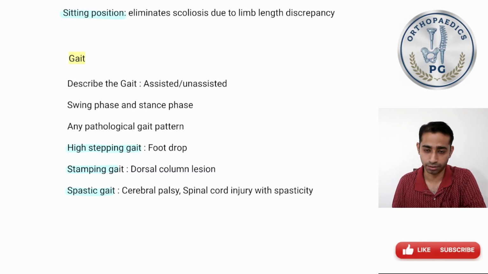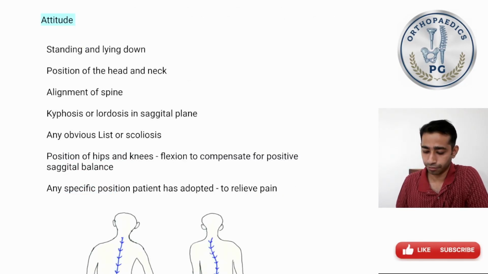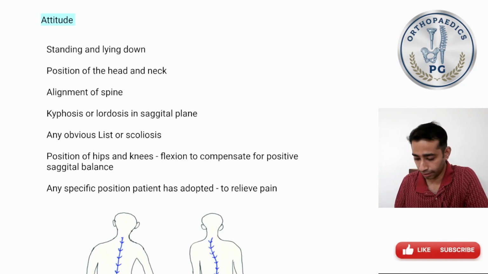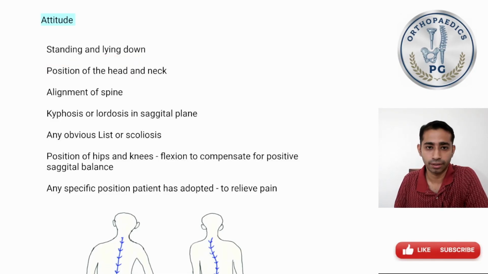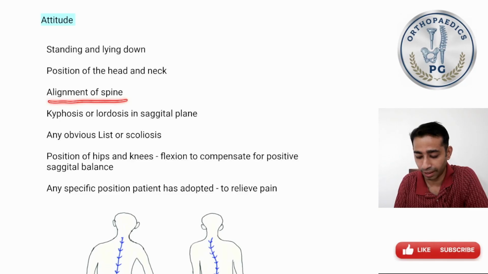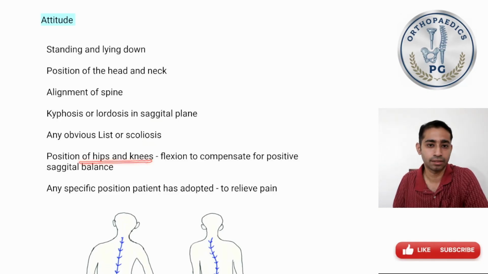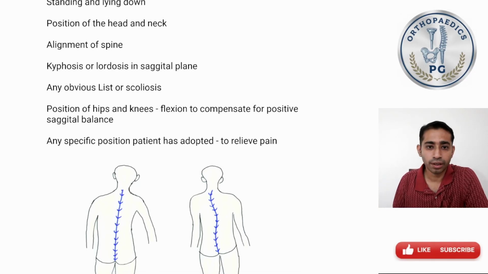Following the gait, we have to describe the attitude of the patient. If the patient is able to stand, we describe the attitude in both standing and lying down position. Describe the position of the head and neck and any obvious change in alignment of spine like kyphosis or lordosis in the sagittal plane or any obvious list or scoliosis in the coronal plane. Also comment on the position of hips and knees. We also can describe any specific position the patient has adopted to relieve his pain.